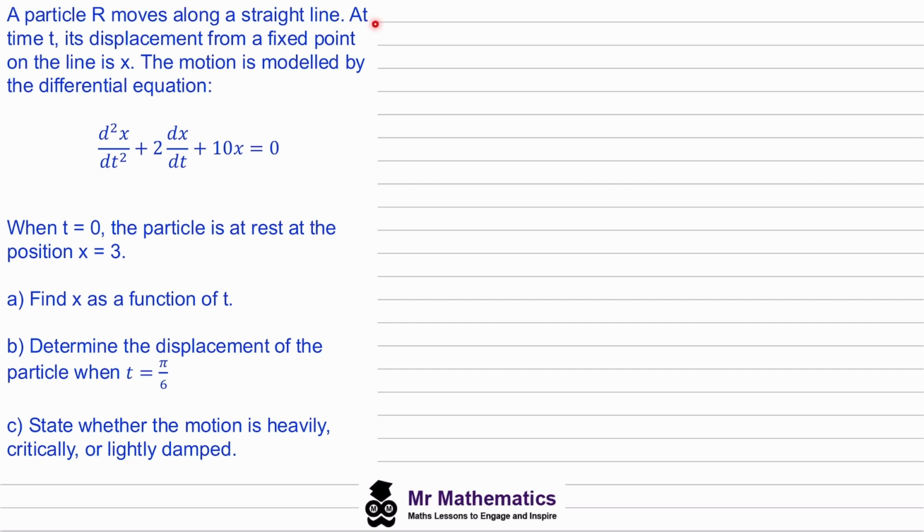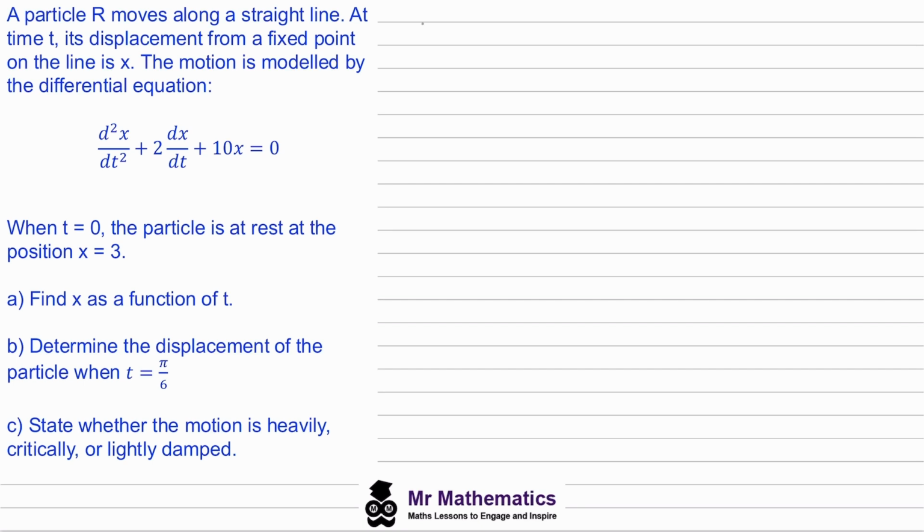So do you want to read through this question yourself and try and work out x as a function of t, and then to work out the displacement when t equals pi over 6, and then determine whether it's heavily, critically, or lightly damped. You can pause the video, and when you come back, we'll go through the solution.